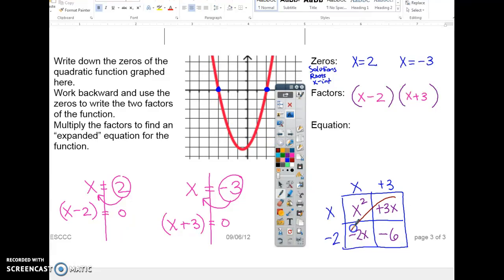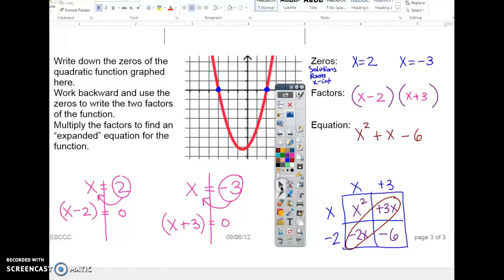What do you do with the middle ones? You combine them, you add them. So put this in the calculator, 3 plus negative 2. And then write down your equation. Your equation is x squared plus 1x minus 6. Because when you add these two, it gives you 1x. And this is an invisible 1 right there.